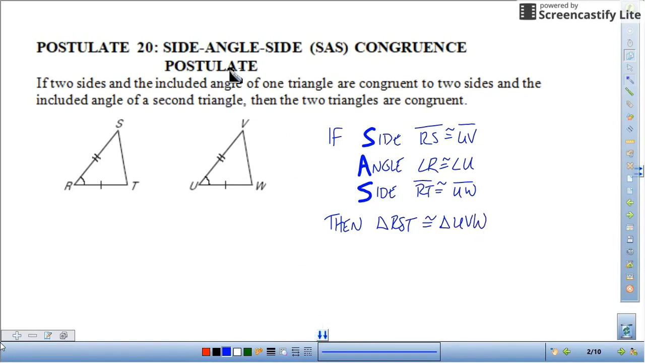So again, with the side-angle-side congruence postulate, the order is important. We have a side, an angle, and then a side that are congruent. We can't have a side, and an angle over here. That angle does have to be the included angle, which is basically formed by those two congruent adjacent sides.